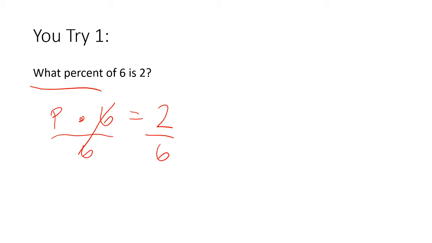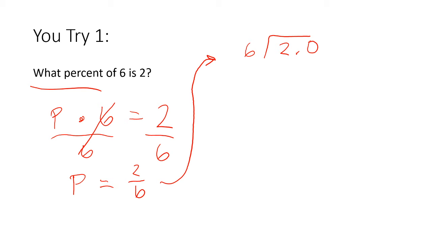Now that you've tried it on your own, let's do it together. So once again, I'm going to use P for percent. P times 6 is 2. Divide both sides by 6 to get P by itself. I'll get P is equal to 2/6. I'm going to turn 2/6 into a decimal by putting 6 on the outside, 2 on the inside. 6 can't go into 2, but it can go into 20. 6 goes into 20 3 times. 6 times 3 is 18. I have 2 left over.